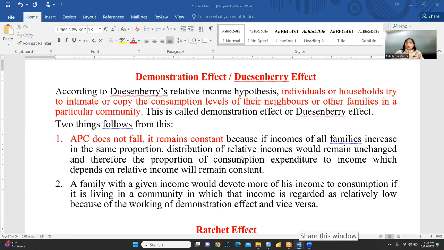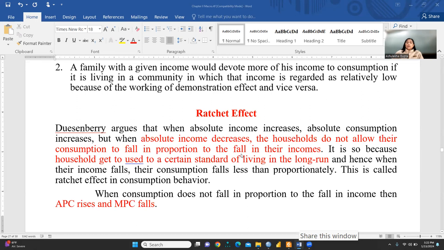But another effect we will talk about, that is ratchet effect. Ratchet effect is basically when your income is high, you were maintaining one kind of standard of living. But when your income is going down, you are not reducing your standard of living, you would like to maintain your standard of living as earlier. So Duesenberry argues that when absolute income increases, absolute consumption increases, but when absolute income decreases, the households do not allow their consumption to fall in proportion to the fall in their incomes. It is so because households get used to a certain standard of living in the long run. And hence, when their income falls, their consumption falls less than proportionately. This is called ratchet effect in consumption behavior.